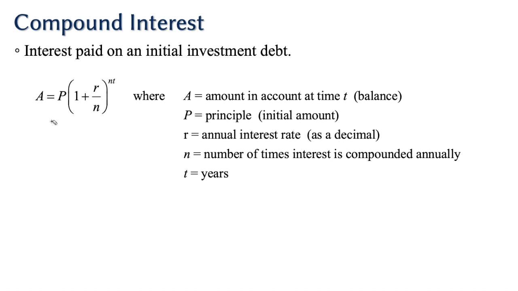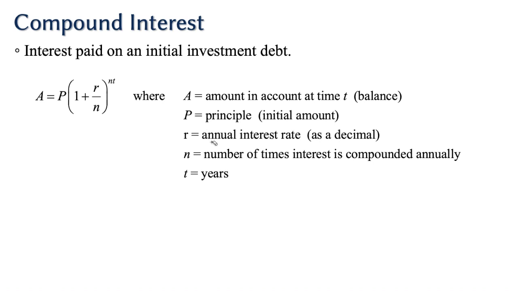Now, it's important to understand the setup and the letters to make sure you put the right numbers in the right place for this model. First off, A is the amount of money in the account at any time t. As a function, t is the input, for the most part, the time we're looking at, and A tells you how much money is in the account. We call that the balance. The capital P is the principal. This is our initial amount of money we begin with.